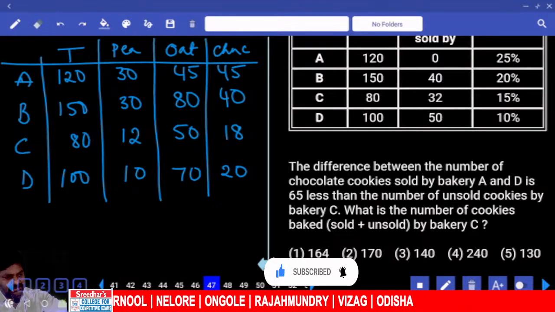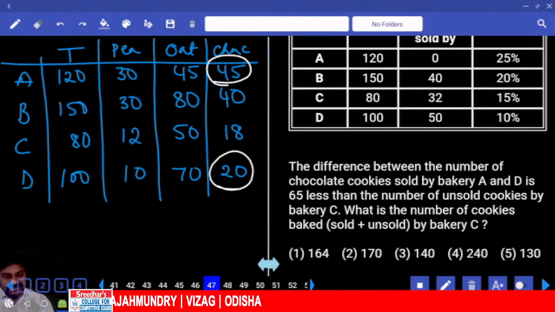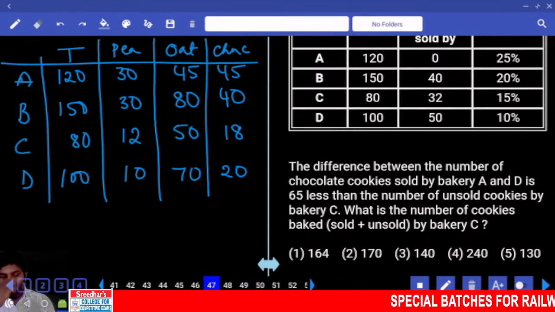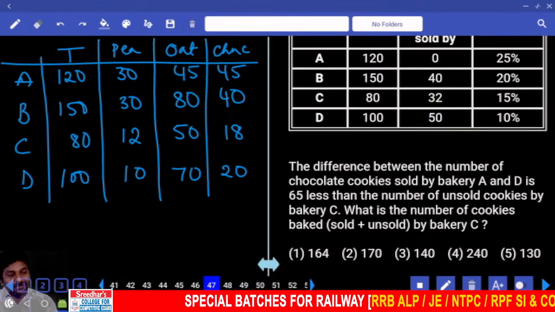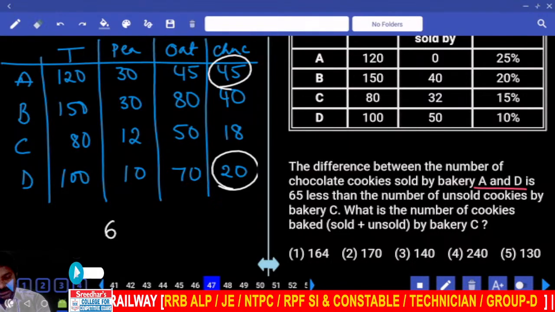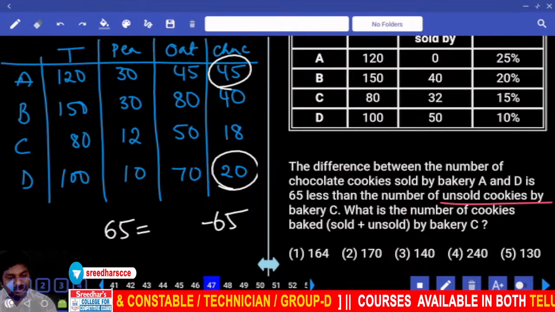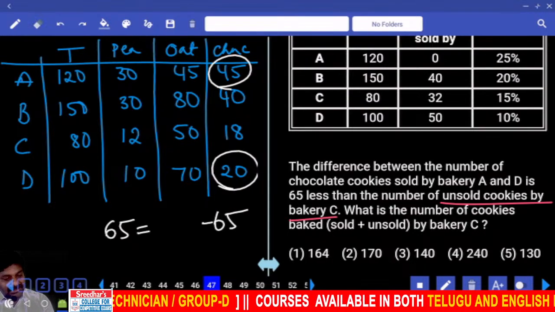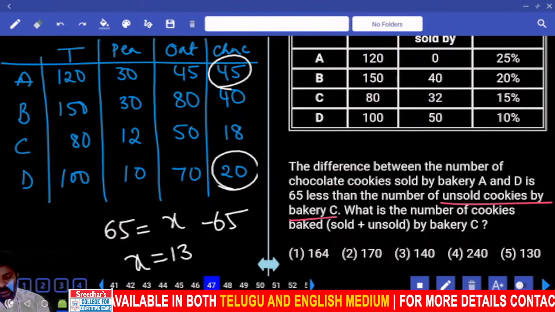The difference between the number of chocolate cookies sold by bakery A and D, that is 65, is 65 less than the unsold cookies by C. So the unsold cookies by C, let me treat it as X. Then that will be equal to 130.